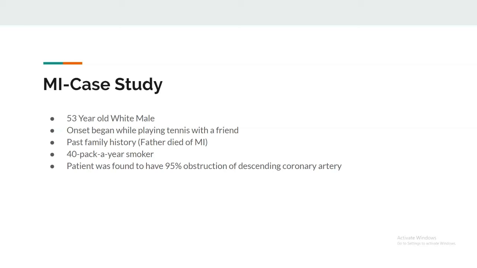So the case study that I analyzed for an MI was a 53-year-old white male. He began feeling chest pain when he was playing tennis with a friend. He had a past family history of MIs. His father died of one. He was a 40-pack-a-year smoker. The patient initially came in and nothing was done. He was kept overnight, and the next day he began to feel ill again, and they found that he had a 95% obstruction of his descending coronary artery, which was eventually removed, and he wound up surviving.